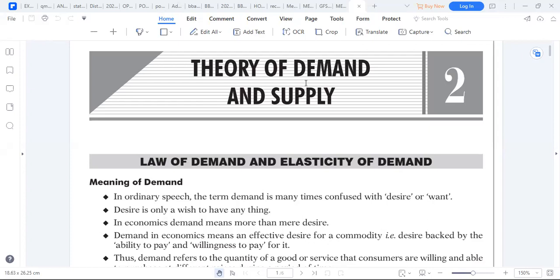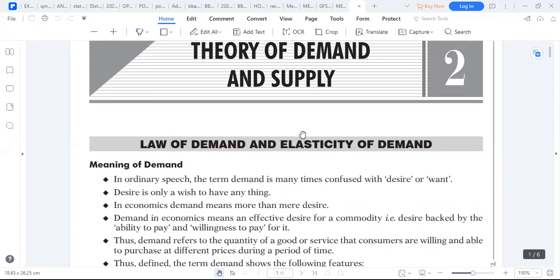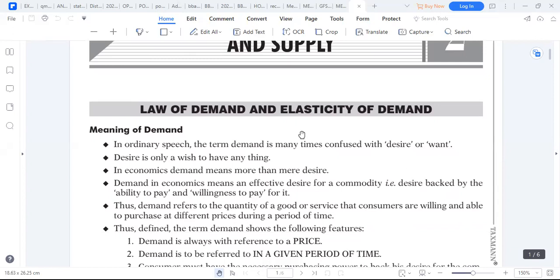Theory of demand and supply. So when it comes to the law of demand, the elasticity of demand, the law of supply, elasticity of supply, we need to understand the concepts first before we delve into the calculations.